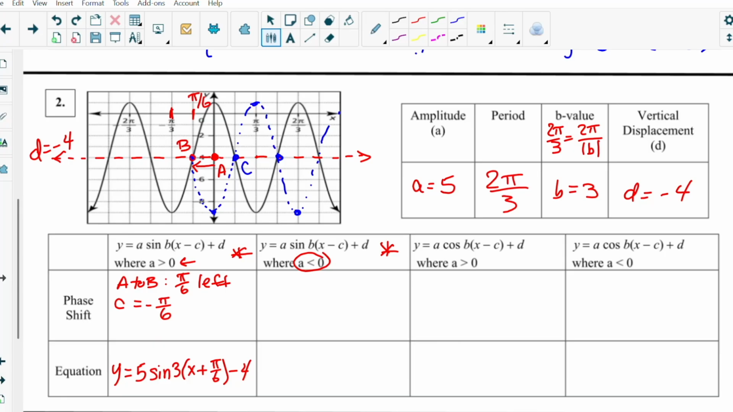Okay. So from A to C, A to C. So now we're going from A to C. Well, what is this phase shift? Well, that's just pi over 6 again, but this time to the right. So pi over 6 right. And that means the C value is positive pi over 6.